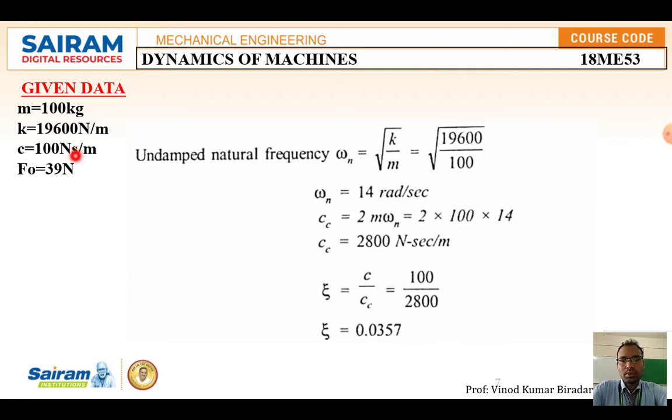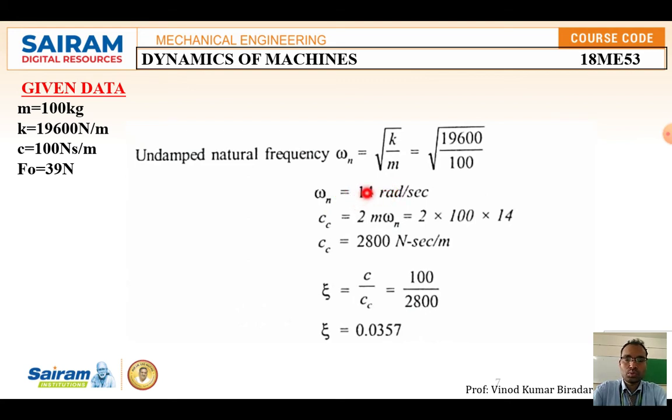We have the formula for the undamped natural frequency: omega n is equal to root of k by m. In the previous case we used g by delta because that was in terms of deflection. Here omega n is equal to the square root of 19,600 divided by 100. Substituting the values, you are going to get omega n equal to 14 radian per second.